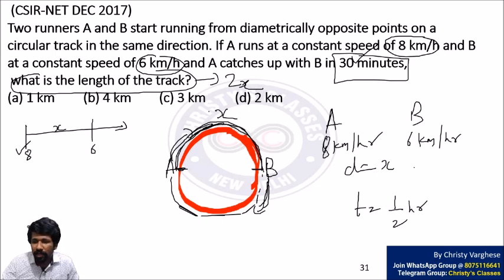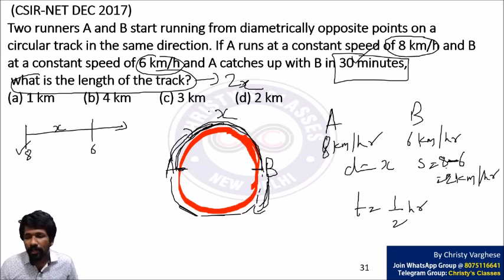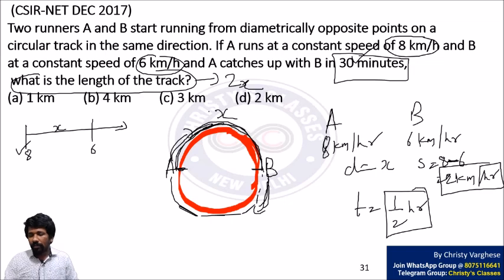So the relative speed will be 8 minus 6. Why 8 minus 6? Because they are moving in the same direction. 8 minus 6 means 2 km per hour. 2 km per hour will be the relative speed of A to cross B. 2 km per hour means that itself finishes the case. 2 km per hour. So in half hour 1 km can be traveled, na? Or 2 into half 1 km.